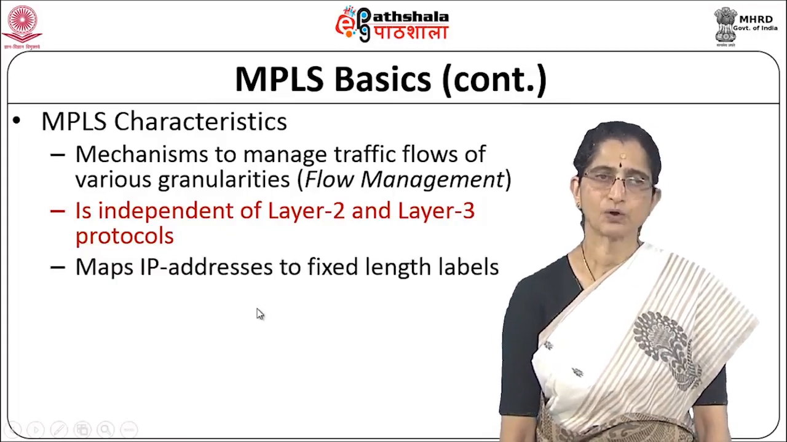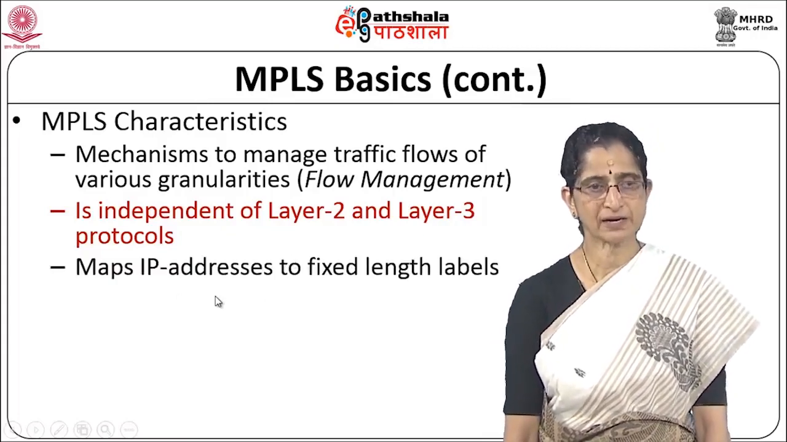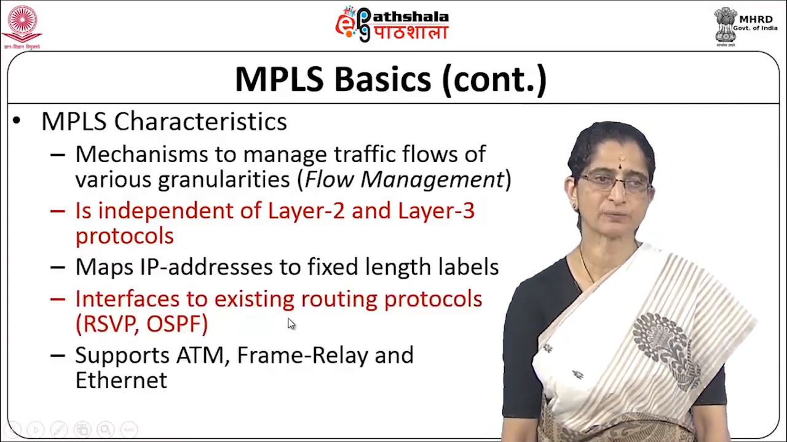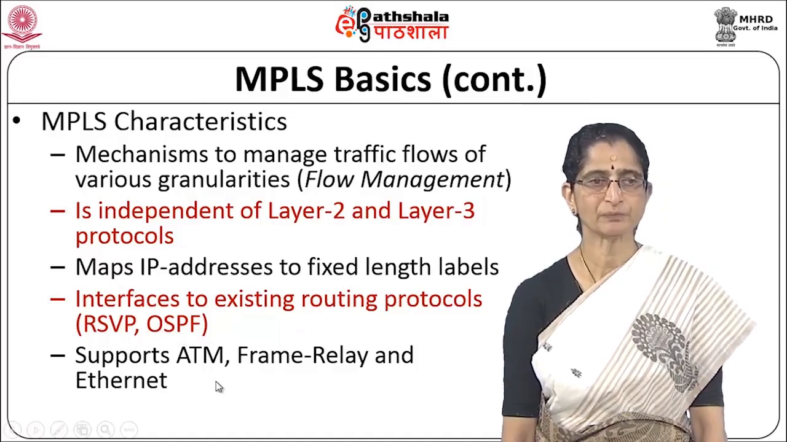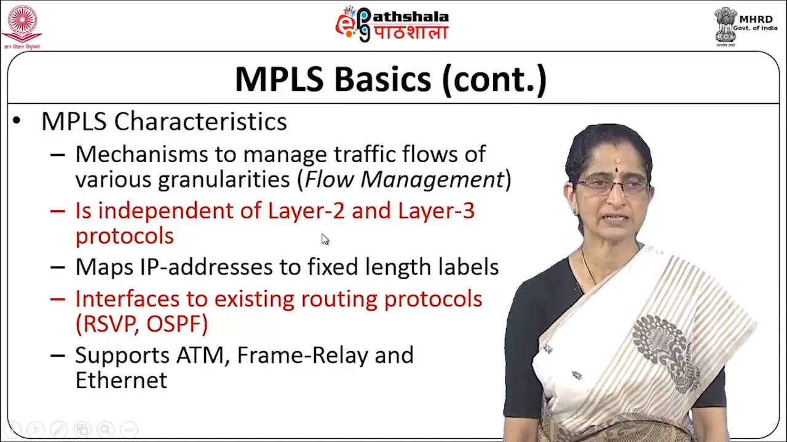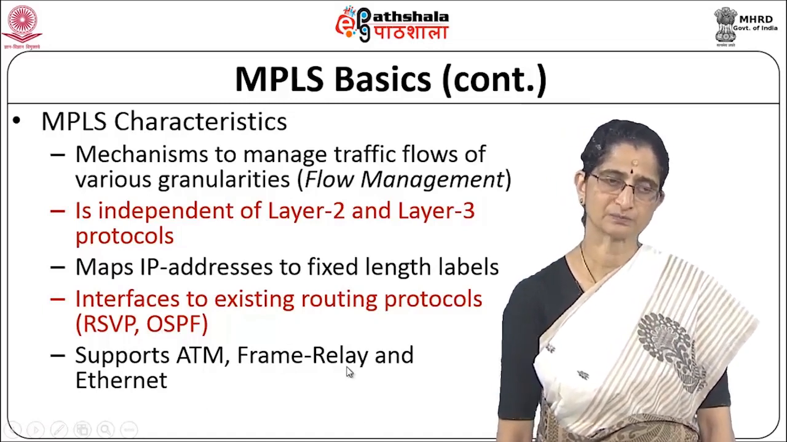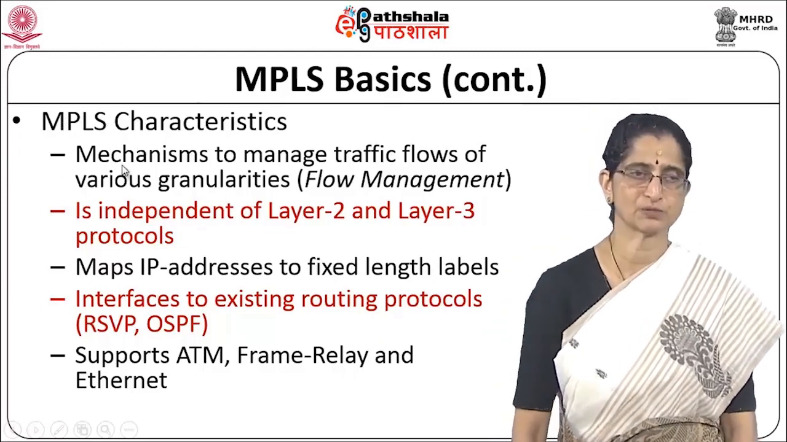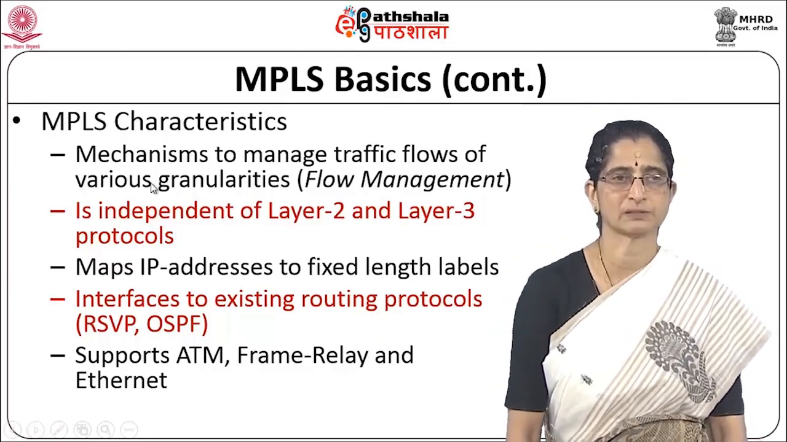What it essentially does is map the IP addresses to fixed length labels, and it interfaces to existing routing protocols such as RSVP, OSPF and so on. It supports ATM, frame relay and Ethernet at layer 2. So you can see that it works with a number of protocols, which is where it gets its name of multi-protocol label switching. It can work with multiple protocols.